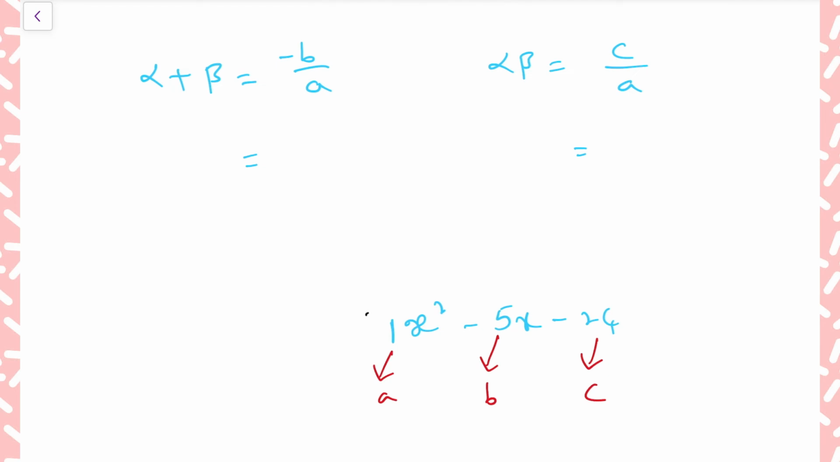So here minus b value is minus of minus 5 divided by a value 1, then c value minus 24 by a value 1. Minus of minus 5 is plus 5, and this is minus 24.